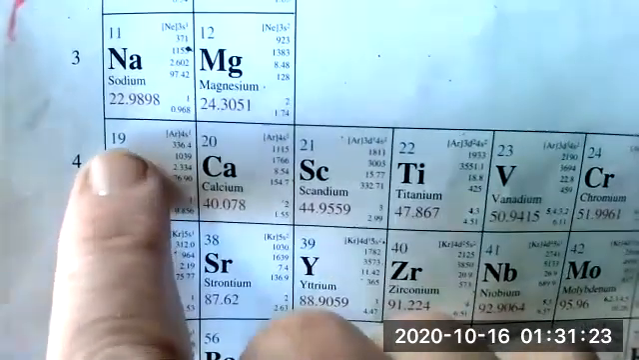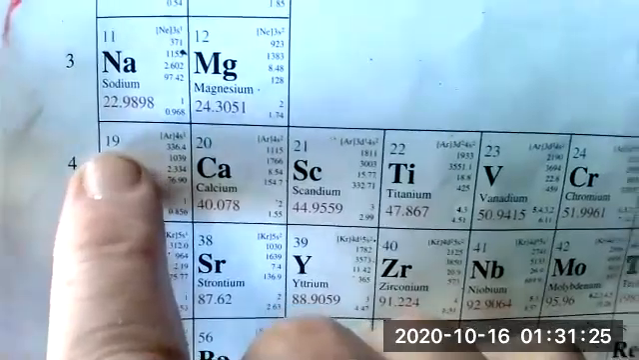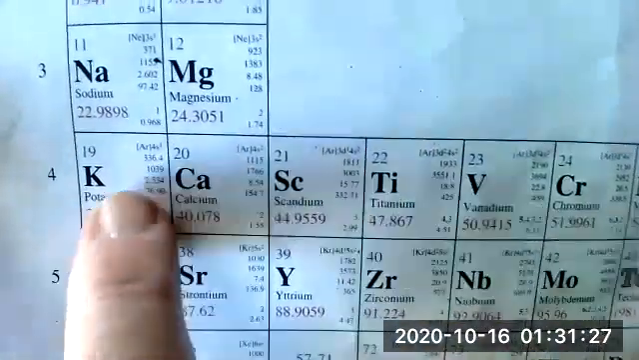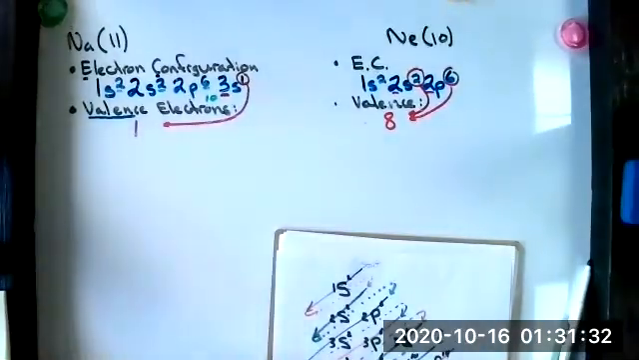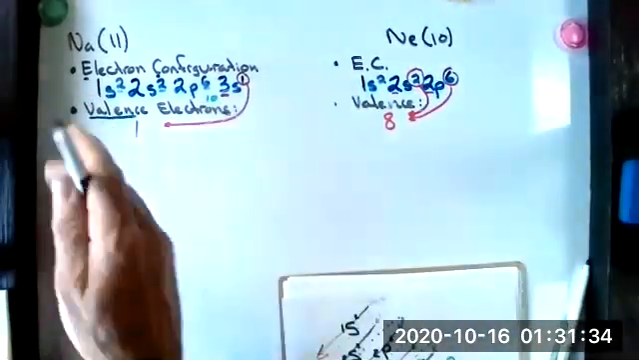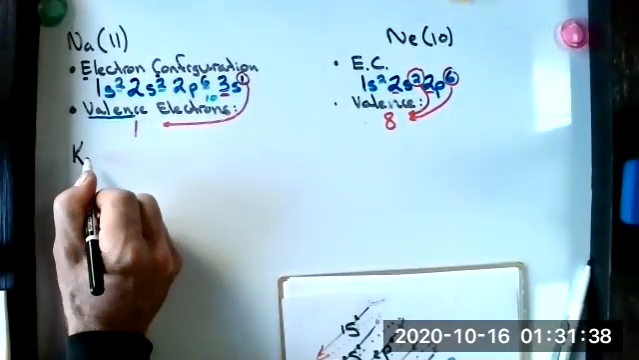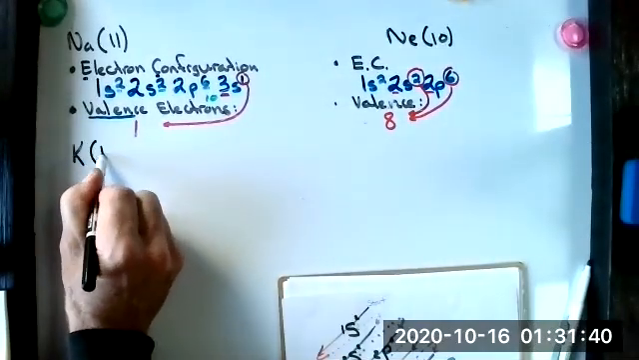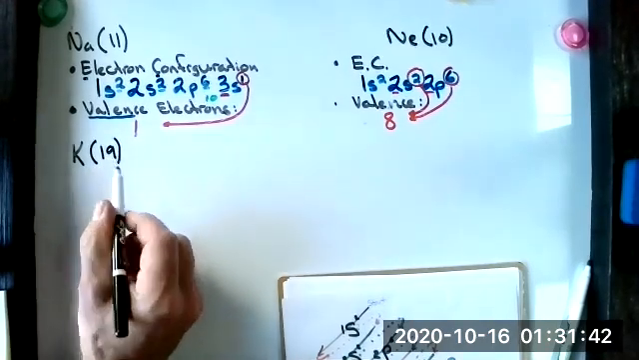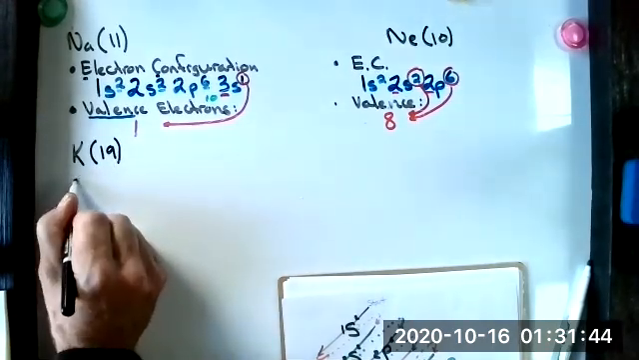I want to grab his 19 electrons, and I want to get his electron configuration and his valence. Okay, so watch this. I'm going to go back to the left part of the board, and I'm going to grab potassium, and he has 19 electrons. Okay, hurry, quickly.